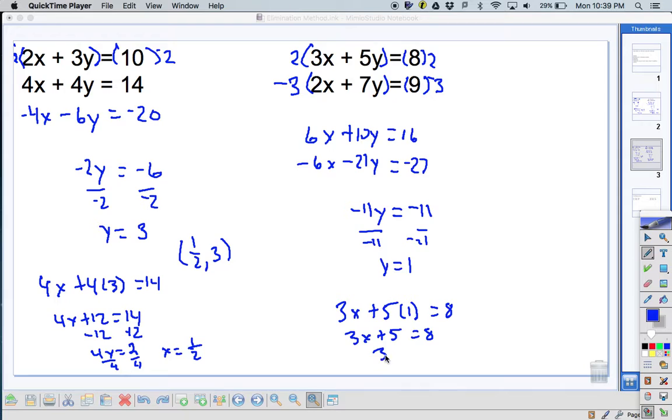Subtract 5 from both sides. 3x ends up being 3. 8 minus 5 is 3. Dividing both sides by 3, x ends up being 1. So this answer ends up being (1, 1). Both x and y happen to be the same number. They happen to be 1.